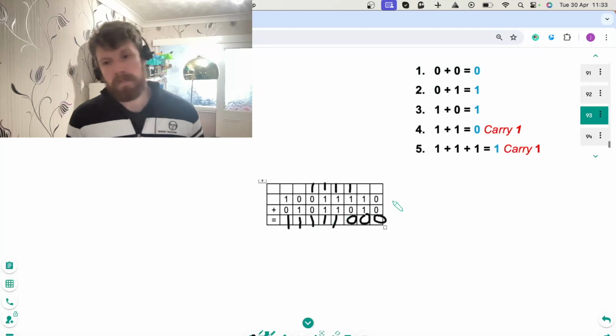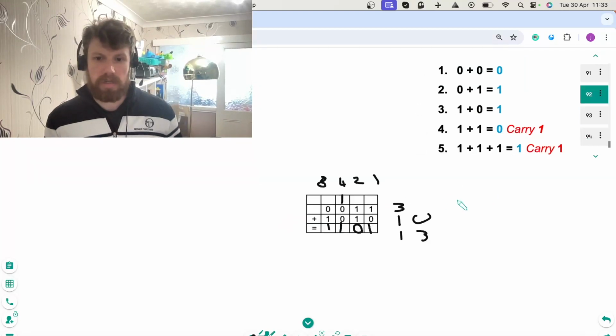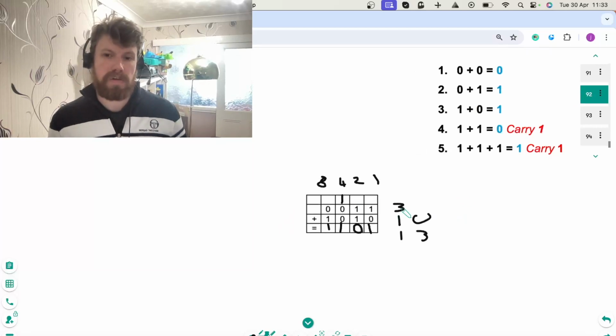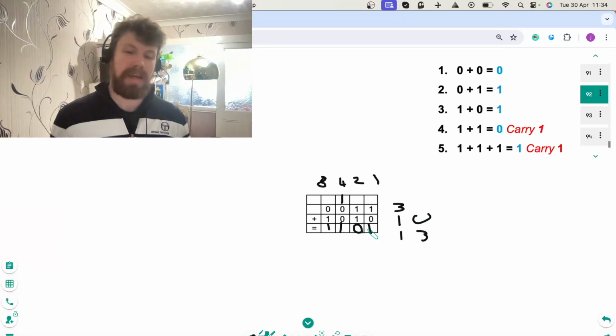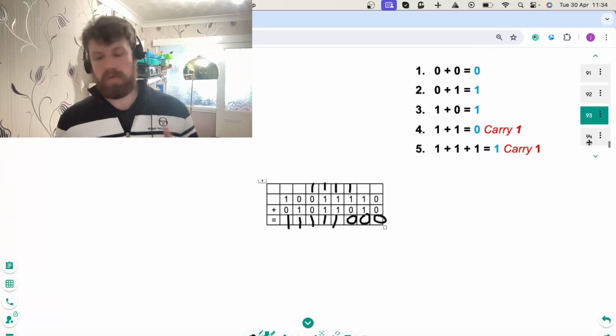And we're done. Just a little side note, they don't like it if you do the method of converting it into a denary number, converting that one into a denary number, adding them together, and then converting it back. They want to see that you've done it using binary addition rules, so make sure you do it that way.